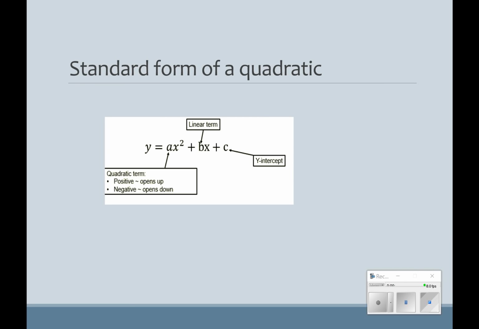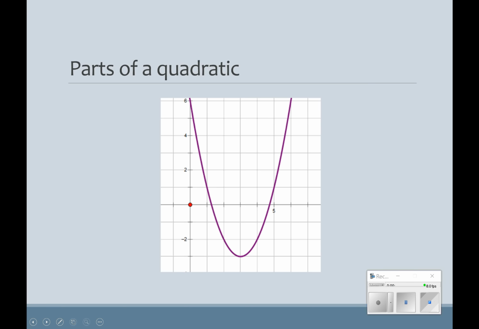So here's the standard form of a quadratic. Y equals ax squared plus bx plus c. If the a is positive, it opens up. If it's negative, it opens down, down like a frown, up positive like a smiley face. Our linear term is b, and c is always our y-intercept. So this is going to all help us to graph this quadratic.